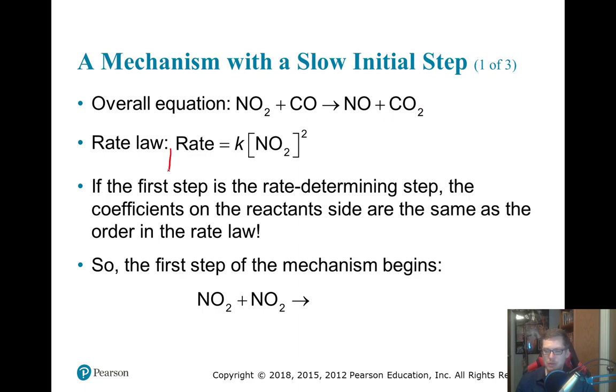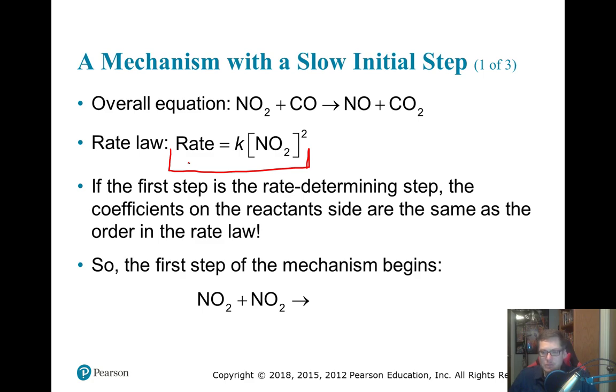Experimentally, they found this rate law. And you've been able to do this a couple of times. We did it in the lab, or you can do it based on concentrations, by measuring the concentration change over time. We did it with absorbance. So this is your rate law: rate equals k, your reaction constant, times the concentration of NO2 squared.